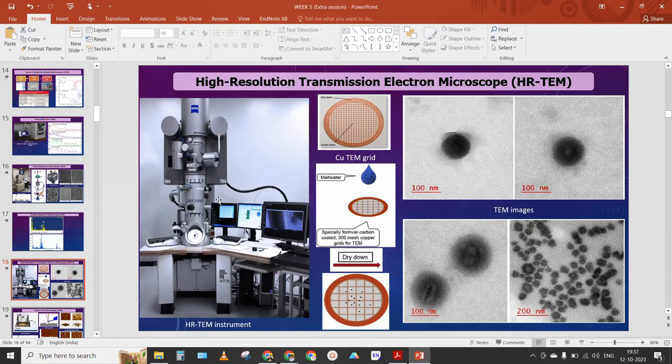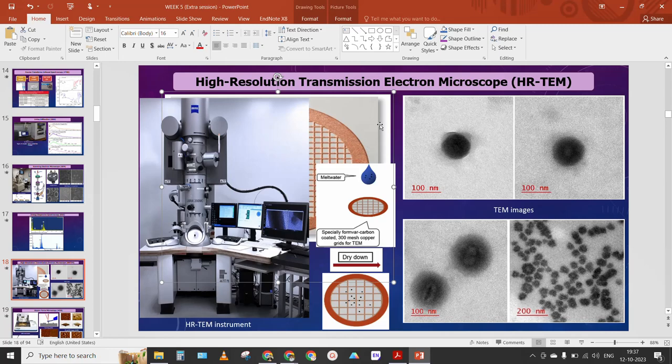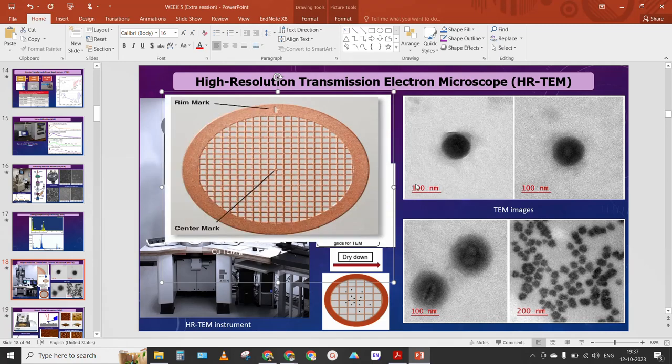So this is a visual representation of TEM. This is how it looks. In SEM, we prepared the samples on a glass slide. But in TEM, we cannot use a glass slide for sample preparation. In TEM, we have a different thing called a copper TEM grid. So this is the copper TEM grid. Let me enlarge it. This is how the copper grid looks.